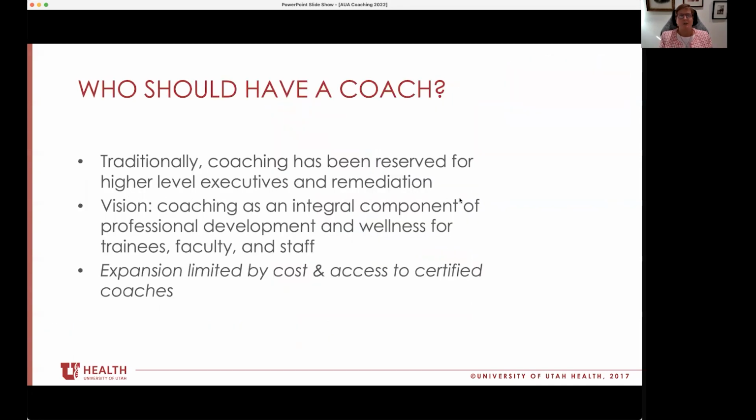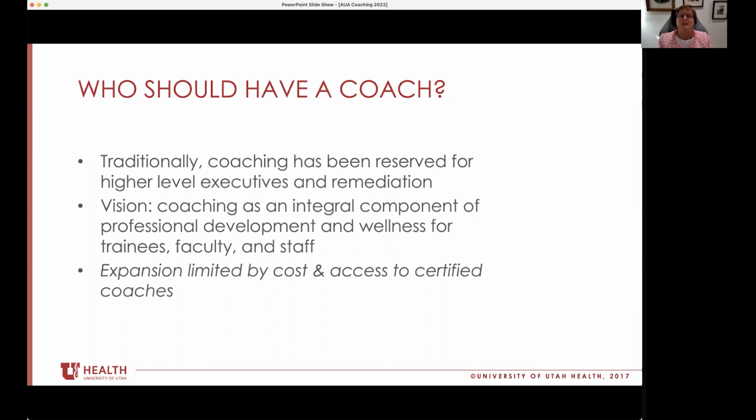So who should have a coach? Well, traditionally, coaching has been reserved for higher level executives and also for remediation. I will say coaching is often not very successful in remediation, in part because those who are marked for remediation often don't have that drive to move that relationship forward. It's often externally driven, and so it's not as effective a coaching relationship.